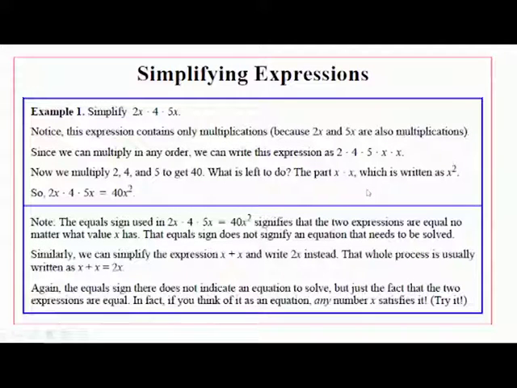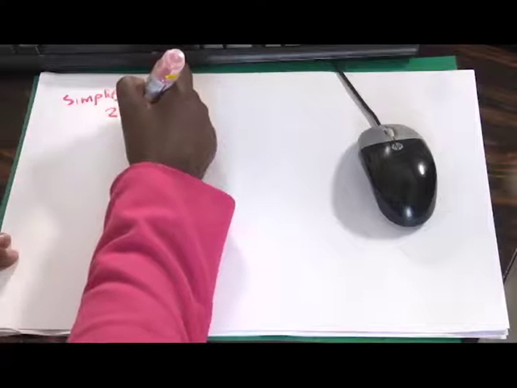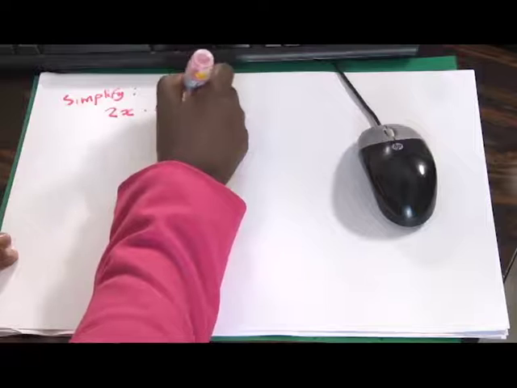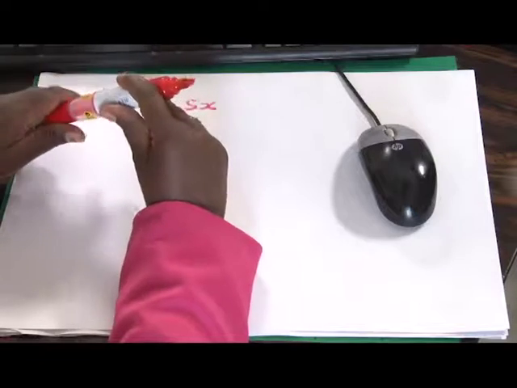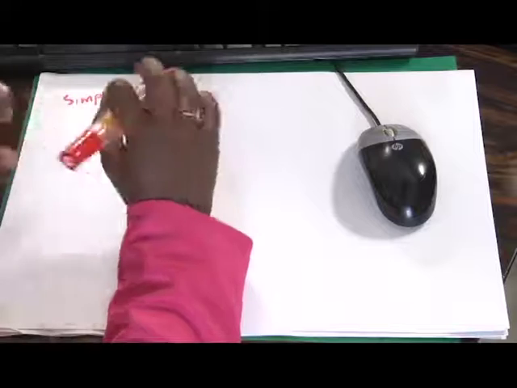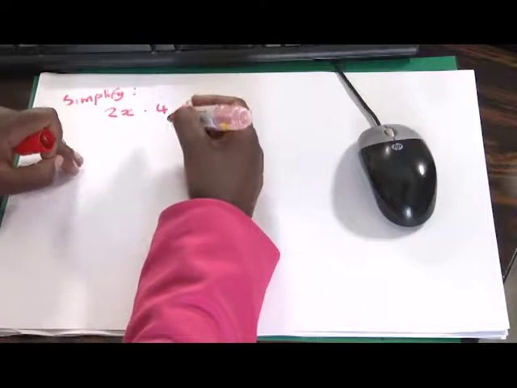Simplify. Then we have an expression here. We have 2x. We are told to simplify 2x times 4 times 5x. Okay, now this one, when it's just dots, then it means it only has multiplications.